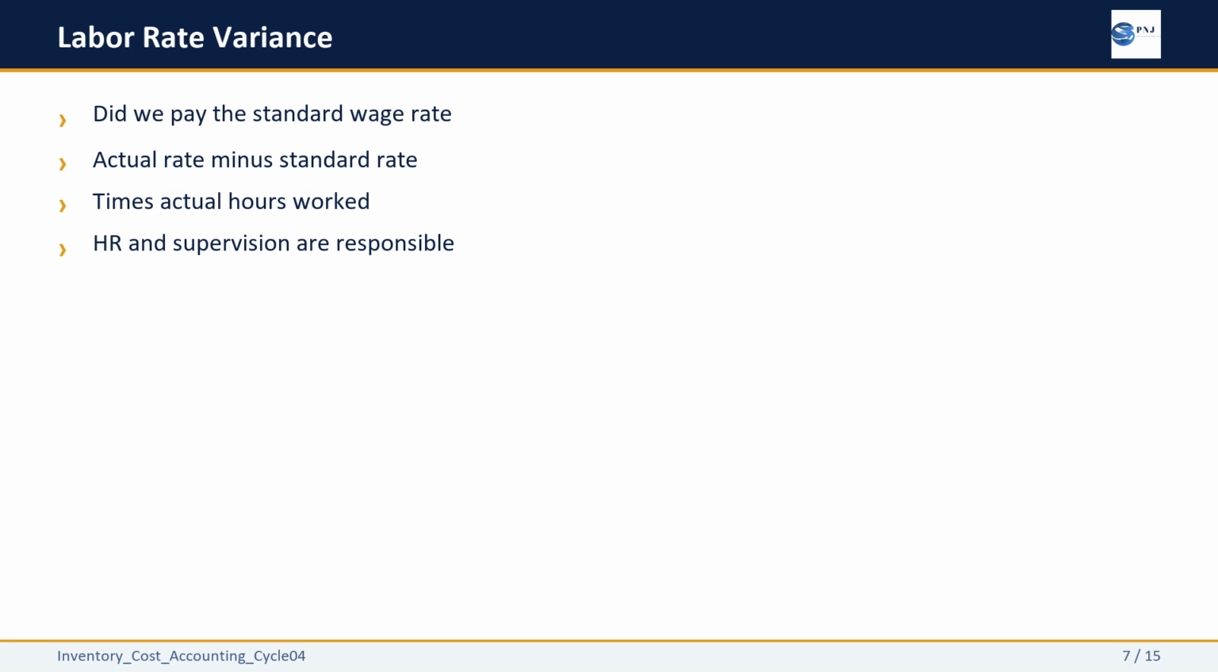What drives it? Assigning higher or lower skilled workers than the standard assumes, overtime premiums, or a wage increase that has not yet been built into the standard. Responsibility here is shared between human resources, who set pay, and production supervision, who decide which workers staff each job. It is the wage side of labor cost, kept separate from how those hours were spent.